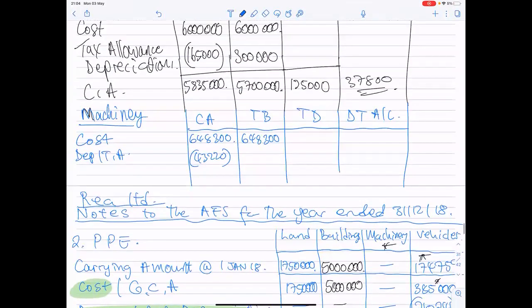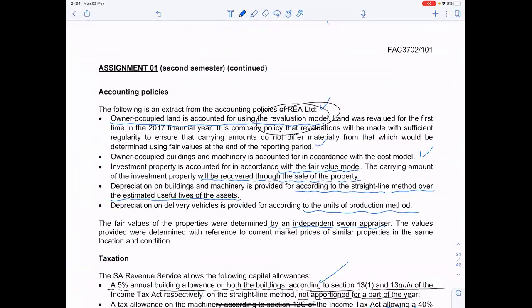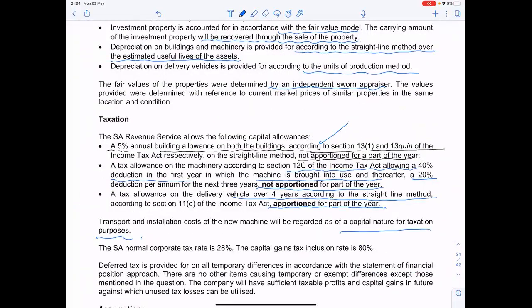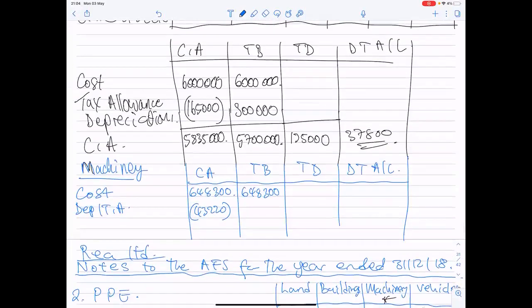Then the tax allowance for the machinery, how is the tax allowance on the machinery for SARS? A tax allowance on the machinery according to section 12C of the Income Tax Act, allowing a 40% deduction in the first year. So this is the machinery's first year. So we are going to allow 40%. So it will be 648,300 multiplied by 40%. How much do we get? We get 259,200.